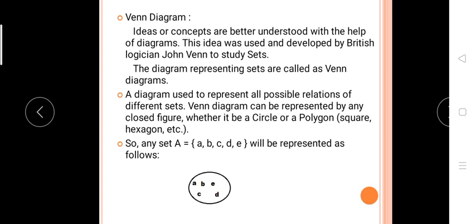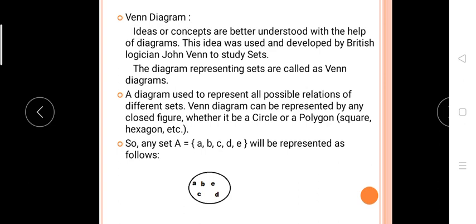We can represent a set with a diagram instead of any formula or any statement. It is very easy to understand that concept. And therefore, to represent sets, we are going to learn the Venn diagram. Now look at the first concept about the Venn diagram. Ideas or concepts are better understood with the help of a diagram.